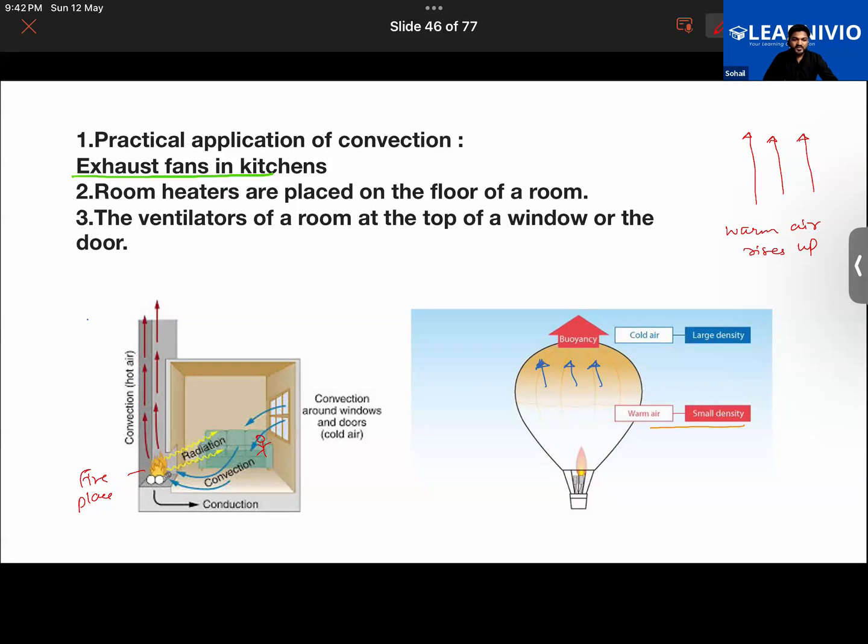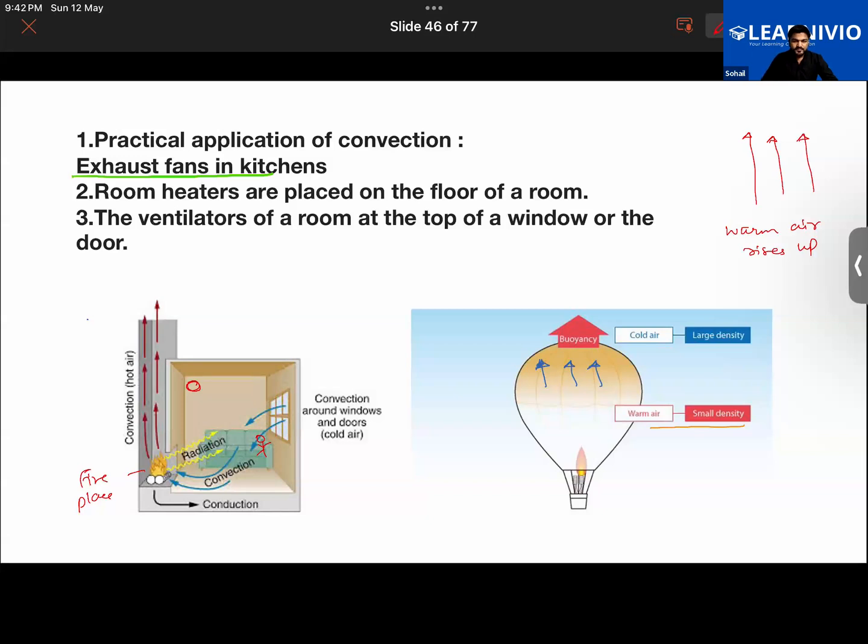Have you ever seen a house in which the ventilator would be provided at the bottom? Usually no. Getting it now? So it is that the hot air is rising up, and thereby the exhaust fan would be placed at the top of the room, at the top corner of the room.